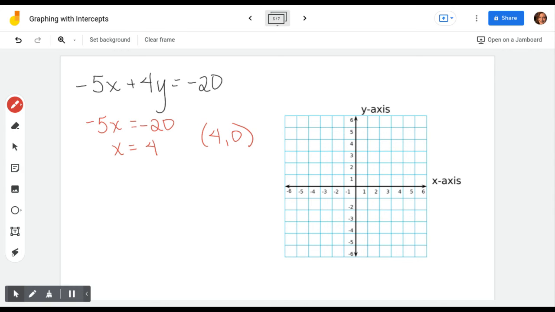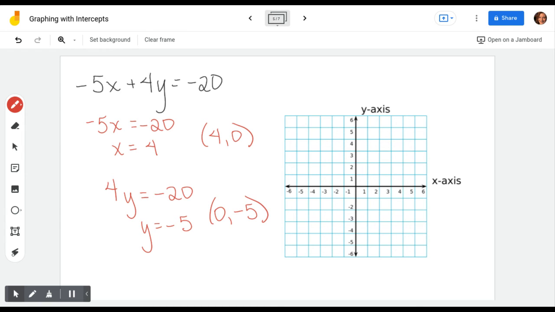My y-intercept, I'm going to put a 0 in for x and make that disappear. So then I'm left with 4y equals negative 20. Divide both sides by 4, and you get y equals negative 5. So when x is 0, y is negative 5.